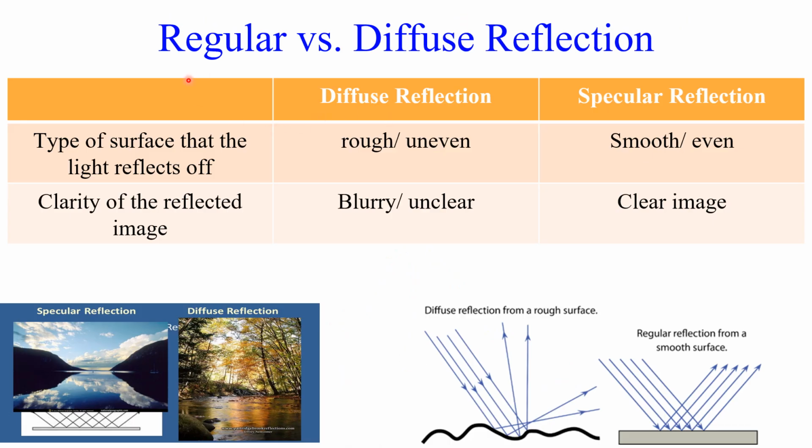Okay, some more dichotomy. Regular, aka specular, versus diffuse reflection. So with specular or regular reflection, that will be off a smooth, even surface, and we will get a sharp, clear image. If we have a rough surface with all these little contours and ridges, which we might have on a bumpy lake or water body, then because the light basically reflects off in different directions, we get a blurry, unclear image.